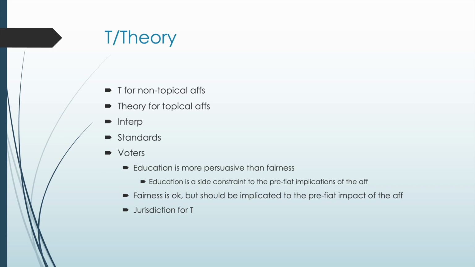And also on T, you can read jurisdiction as a voter. Basically, the judge only has the ability to sign aff or neg, meaning affirmation of the resolution or negation of the resolution. Not, I think that the non-topical K Aff is a good idea. That's not an option for you to circle on the ballot. So you can only vote affirm the resolution or negate the resolution. And so that's an independent voter.